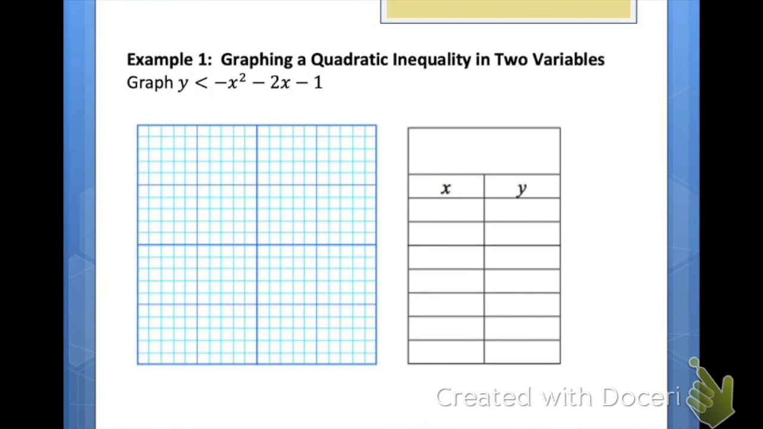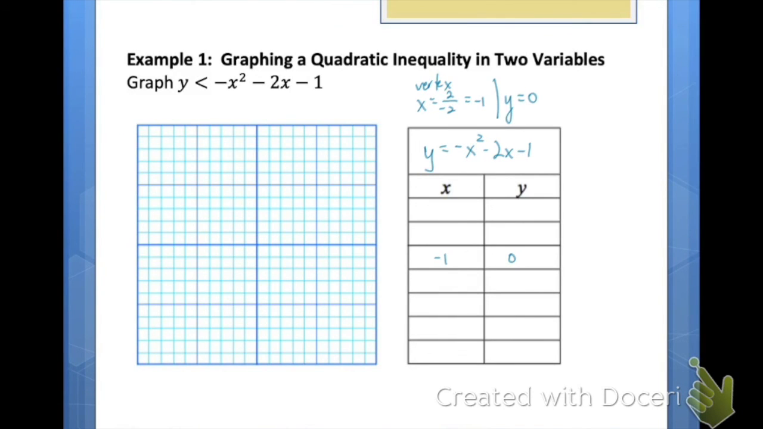So let's start in example 1 with this inequality. y is less than the curve negative x squared minus 2x minus 1. So the first thing we want to do is think of that in terms of an equation and graph it. So you know how to do that. You're going to find the vertex. So our x value will be negative 1, and then if we plug that in, our y value is 0.